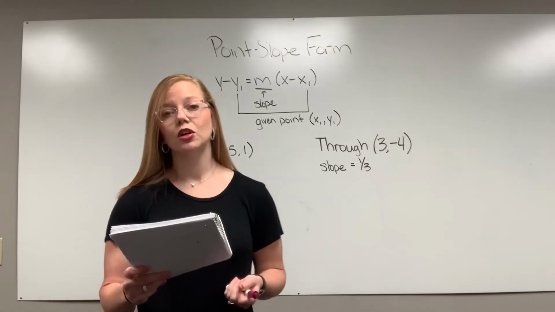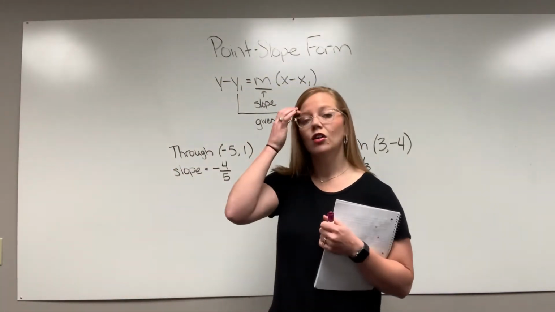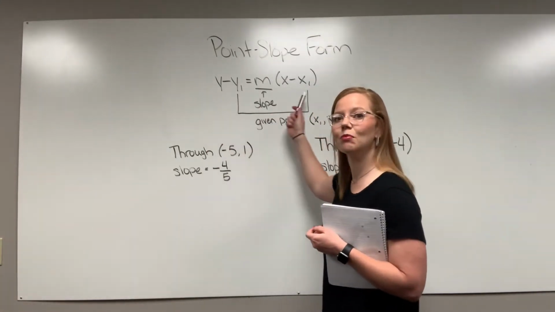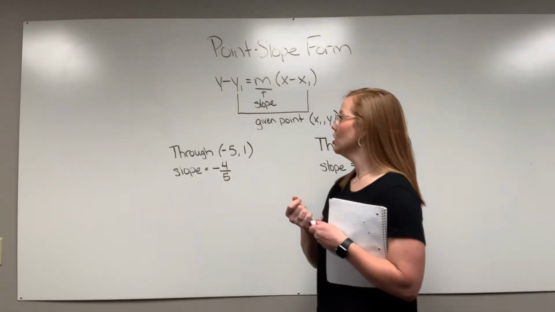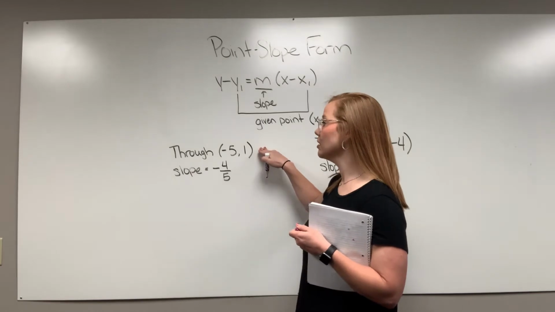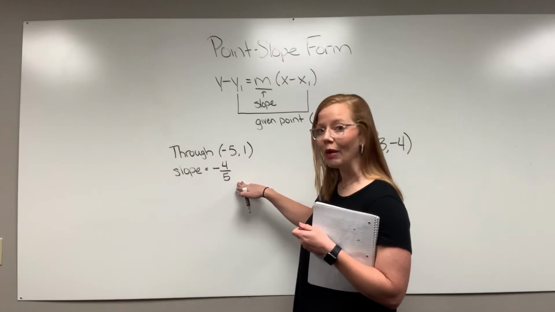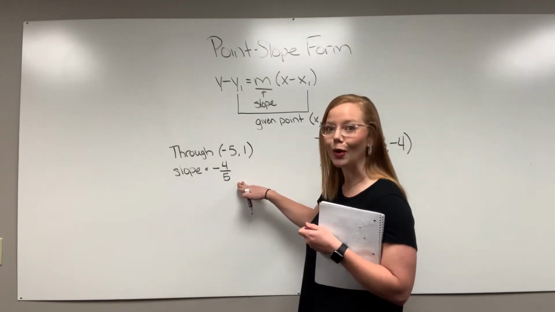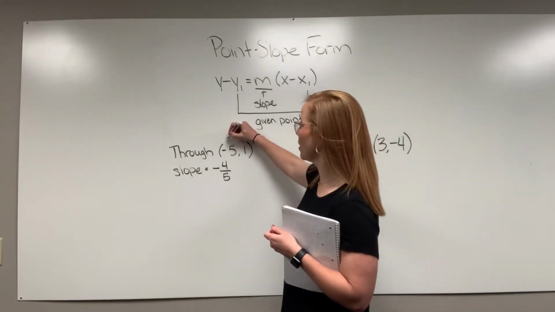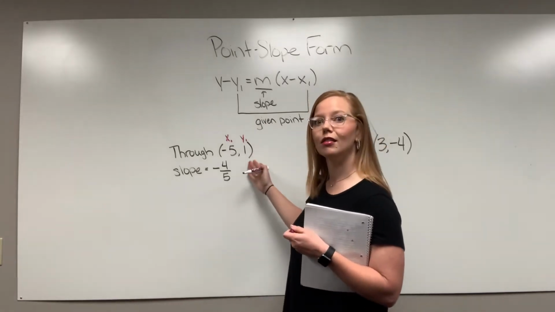All right, so step number 1 said to label your x1, y1. The reason that I'm going to have you do that is so that you don't get confused, since there's multiple y's and multiple x's, okay? So right here in our first example, it goes through the point (-5, 1), and my slope is -4/5. Don't panic just because you see a fraction. It's okay, fractions happen. So to label my x1, y1, x always comes first, y always comes second. There's my given point.